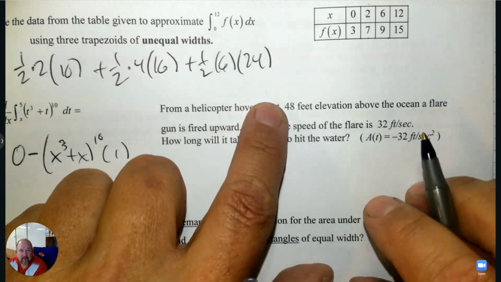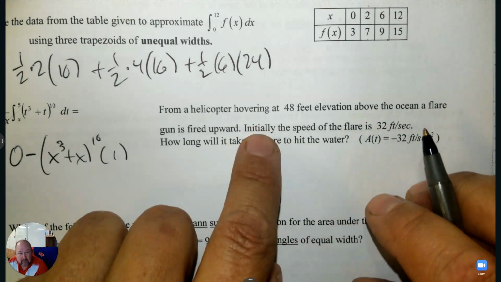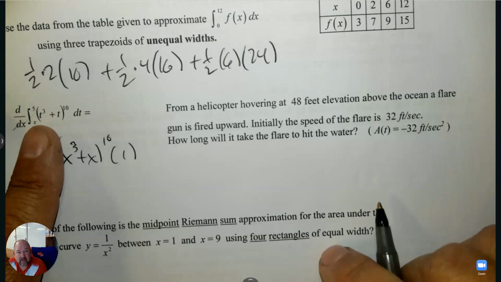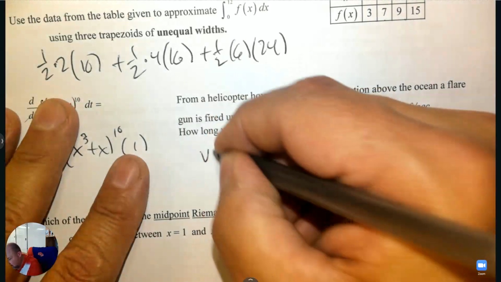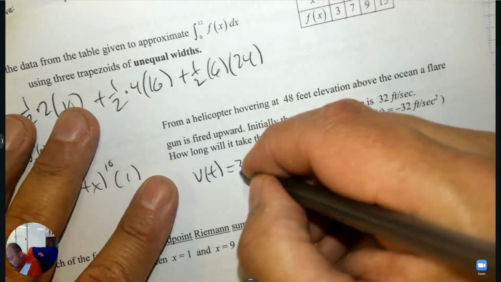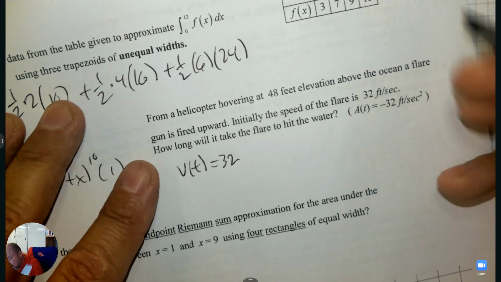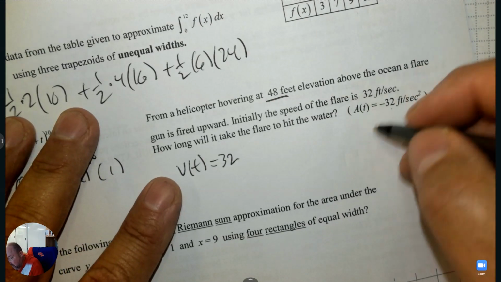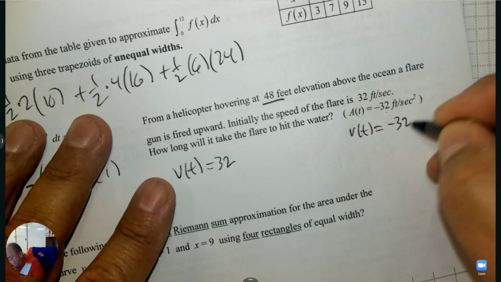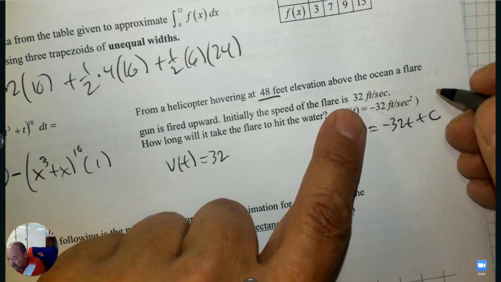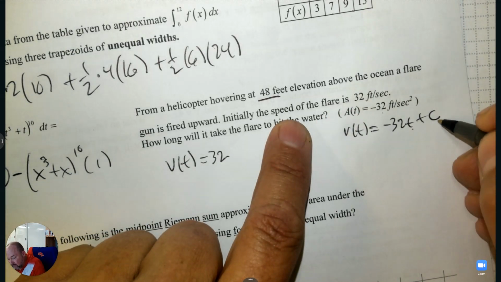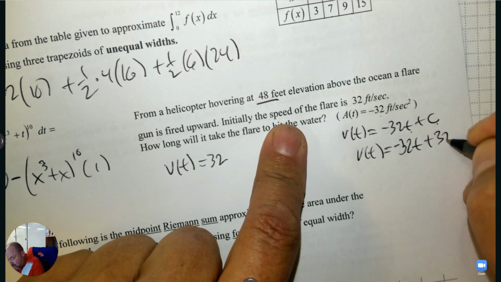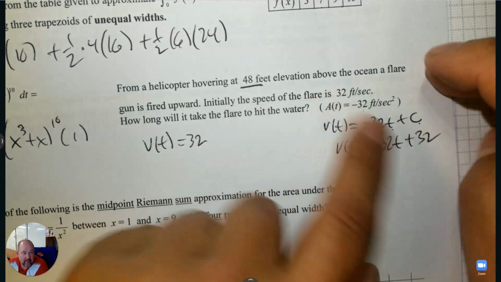From a helicopter, 48 feet elevation above the ocean, a flare gun is fired upward with some initial speed. How long will it take to hit the water? So the initial speed of the flare is 32. And it started at 48 feet above. So there's the acceleration. So the velocity, the derivative of that, is the initial speed, so when I plug in 0, the answer is 32. So again, when I plug in 0, the answer is 32.